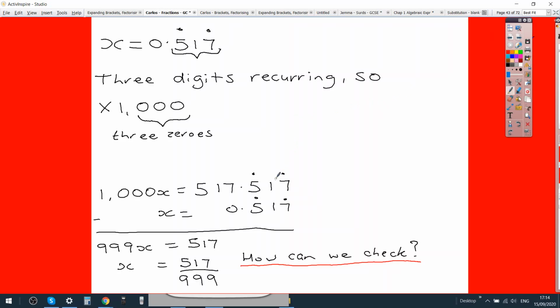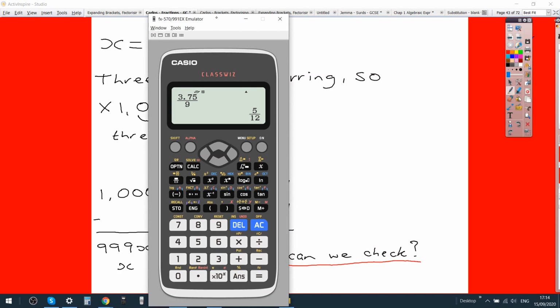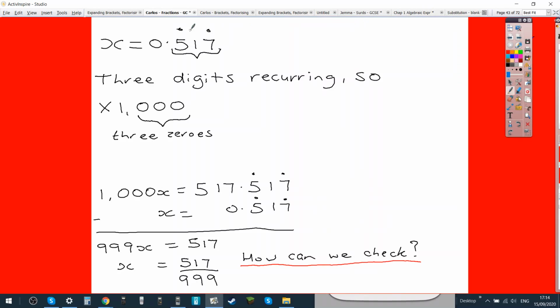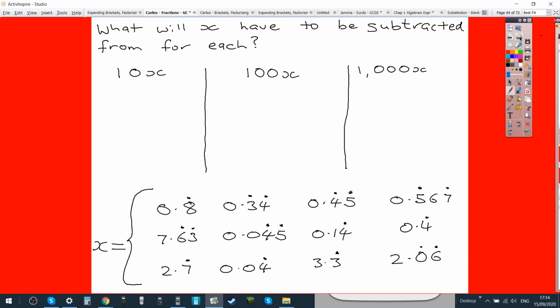Okay, so this one was 1,000, was that? That was that, so 999. Yeah, and you can put it in your calculator to check. 517 over 999. And we check, and we get 0.517 recurring. Yeah, so we have to write it as a fraction. Great.